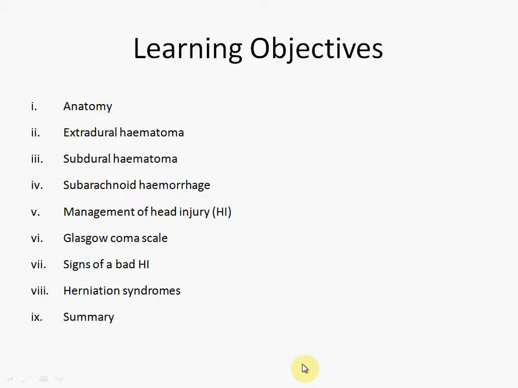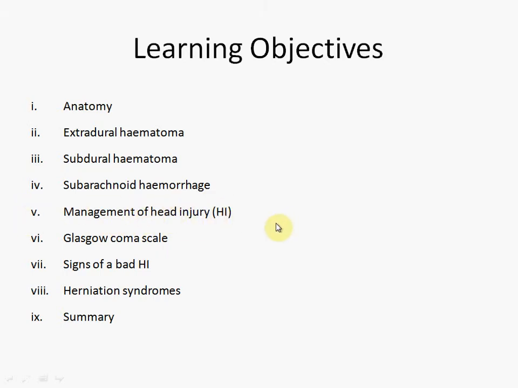Okay, so in this video presentation we've looked at some basic anatomy. We looked at the different layers of the meninges and how blood can collect above and below certain structures, giving rise to extradural, subdural haematomas and subarachnoid haemorrhages. We looked at how these present, what they look like on CT, who gets them, what the risk factors are, and how they're managed. We looked at the management of head injury.